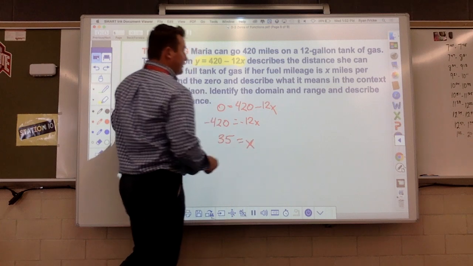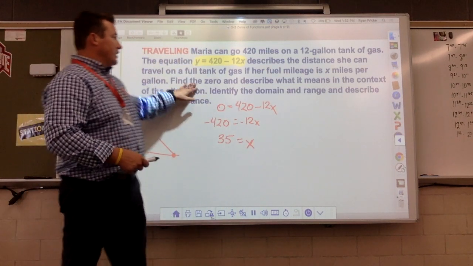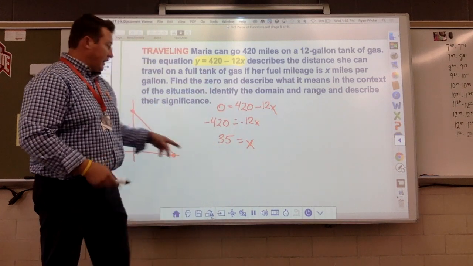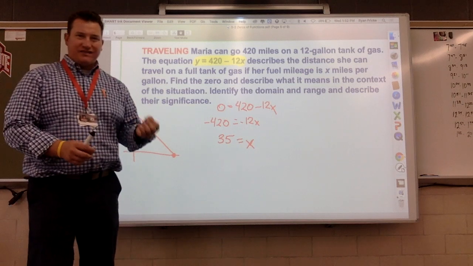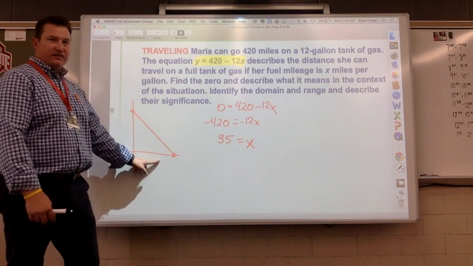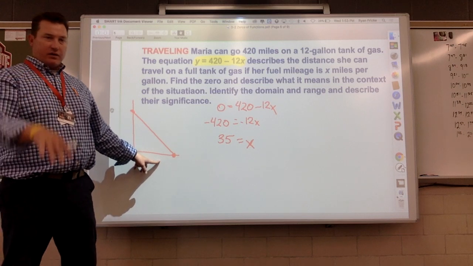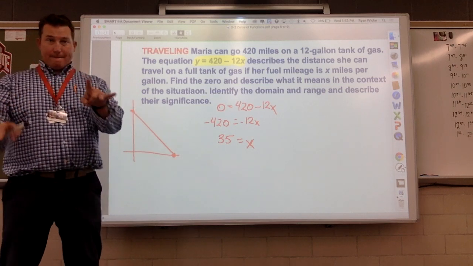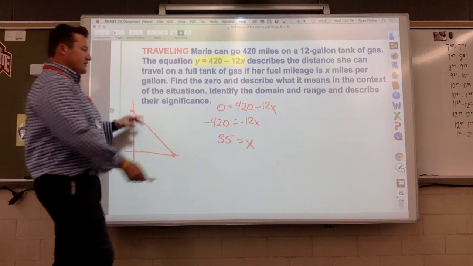So there's our 0, 35. Now, if you think about it graphically, guys, which point is 35? Is it this one up here, or this one down here? Which one of these points is that 35 number? Lock in your guesses. This one, that's right. So my 0 is 35.